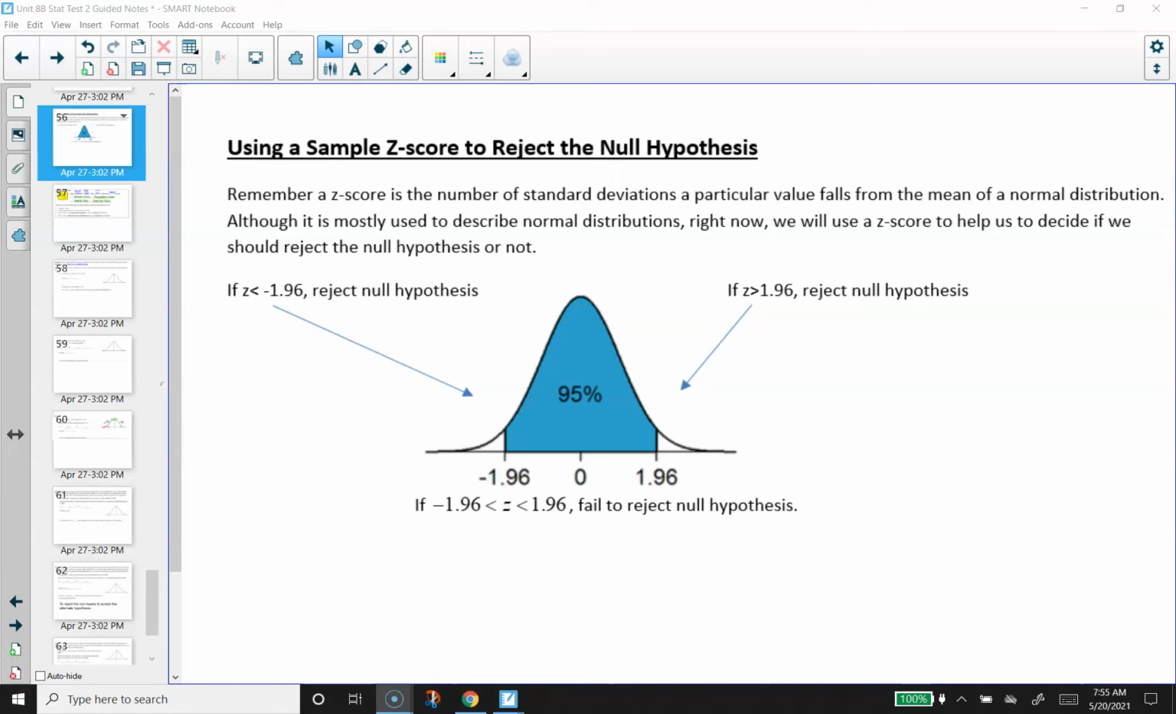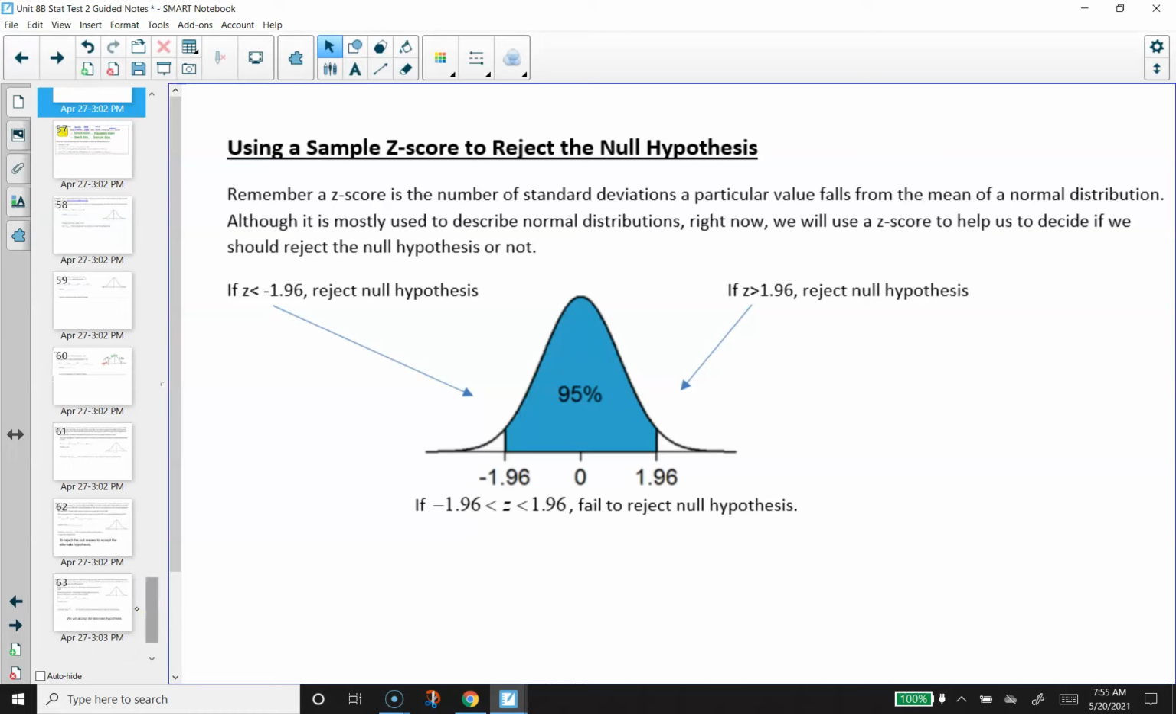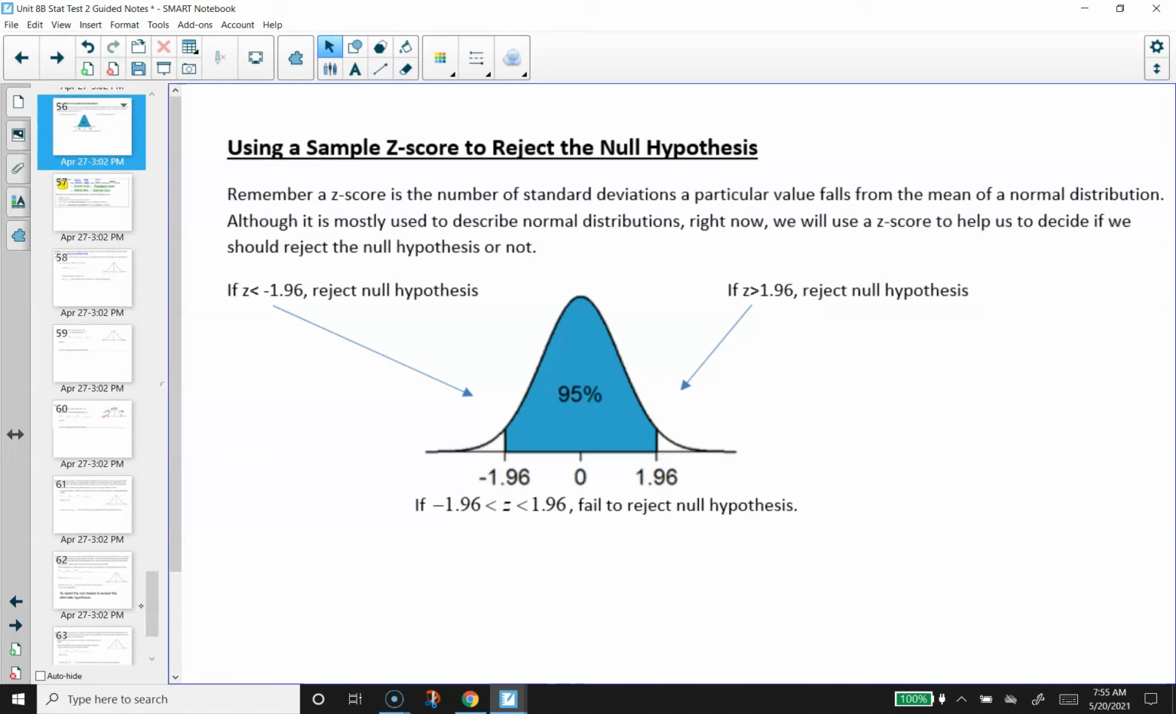Hey guys, here is the last lesson of the year. We are talking about sample z-scores. So the last time we got together, we talked about population z-scores that were not going to be whole standard deviations away from my mean. Today we're going to use sample z-scores, so data from a sample, and we're going to be able to use that sample information to reject or accept a null hypothesis.